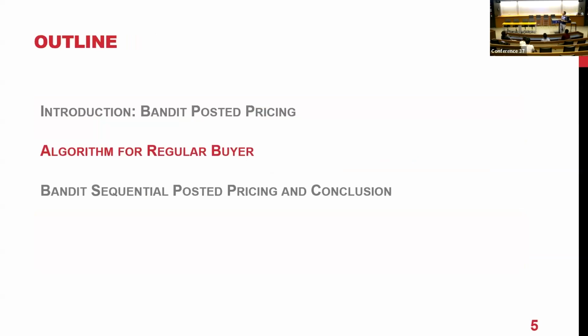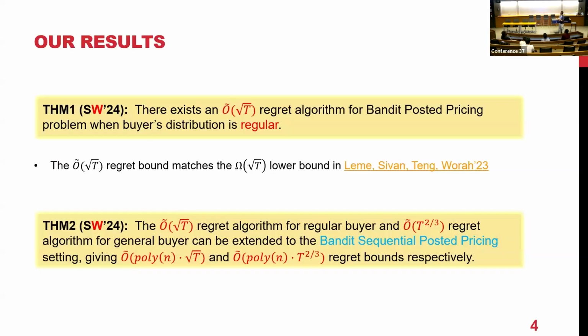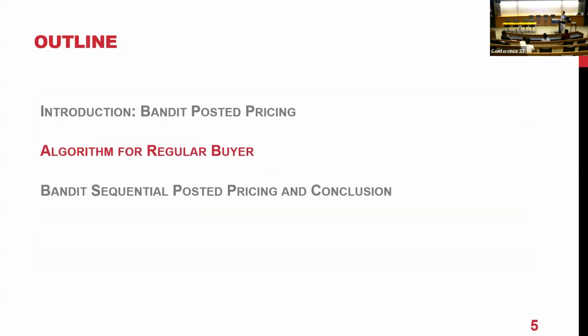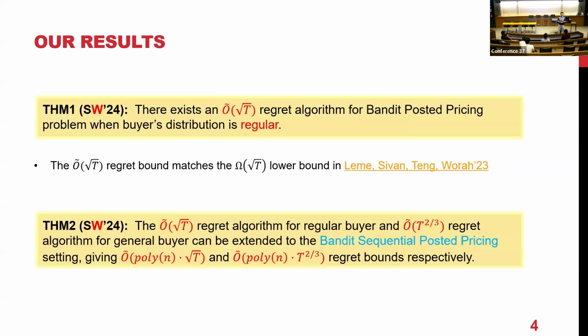And in this talk, I will be mainly focusing on the first square root T regret algorithm. And at the end of the talk, I will briefly discuss the bandit sequential posted pricing problem as well. Yes. General buyer means just having n buyers, or something else? So the sequential posted pricing problem just means that n buyers are arriving sequentially, each has a distribution, and we can post n prices for different buyers. And we will talk more about this in detail at the end of the talk.